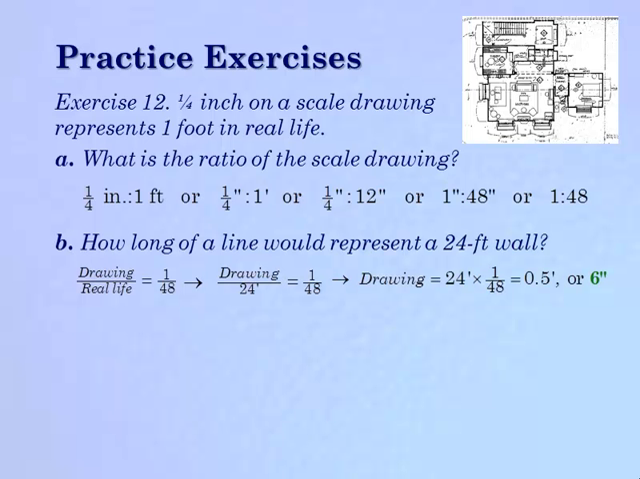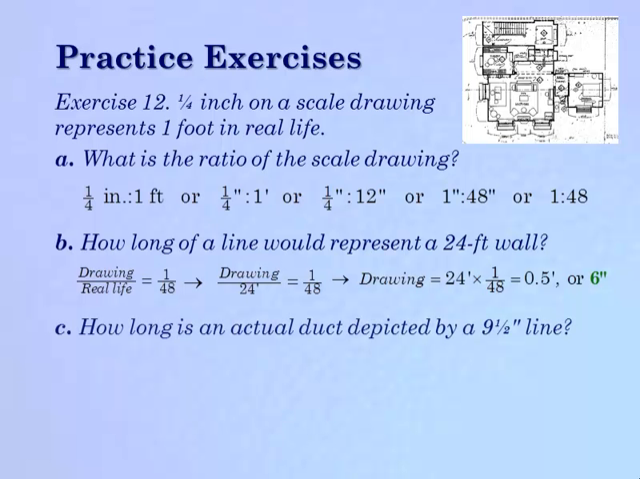We can go the reverse. How long would a duct be that's depicted by a 9.5-inch line on the drawing? Well, now we just have a different ratio. We have the real life to the drawing is equal to 48 to 1. Alright, so I'm sure that you take note of the relationship. So we have a constant of proportionality, right? So we substitute in our drawing dimension, that's 9.5 inches. Multiply that out, and we end up with 9.5 inches times 48, which is 456 inches, or 38 feet.